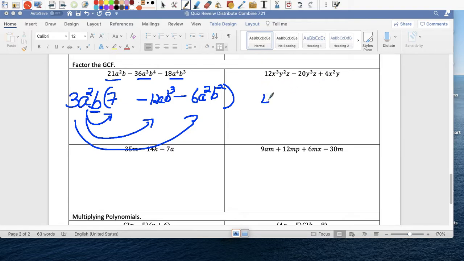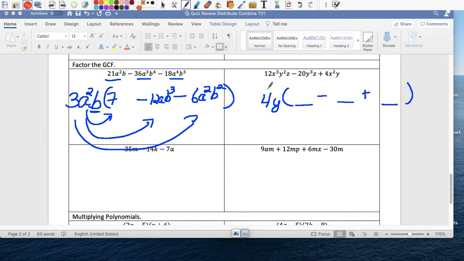Greatest common factor here is a 4. X is not present in all. Is the y present? Yeah, the y is present in all those terms, and the y with the smallest exponent is the y to the 1st power. So again, let's see what we get.